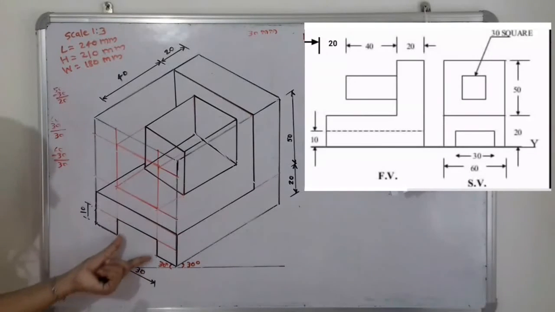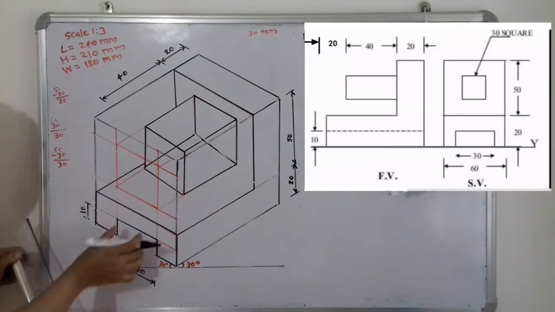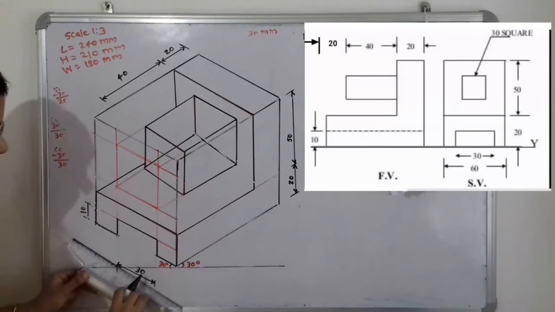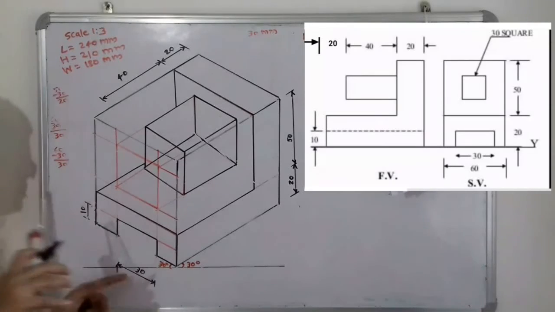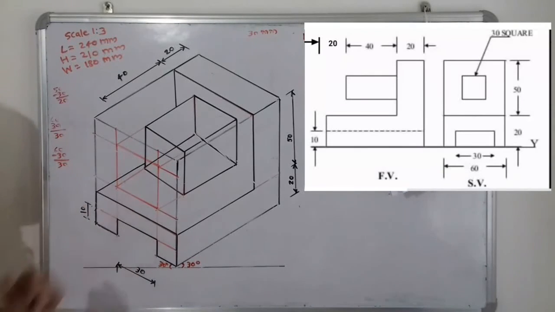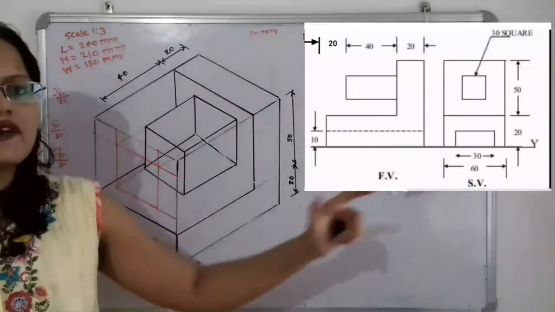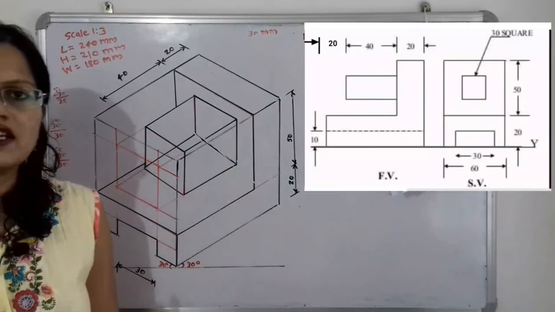Here we also have to show the dimension. So here the width is shown. So we have to draw the line parallel to width only, and we have to show the dimension in this direction. So that is the isometric projection from the given orthographic projection getting completed.